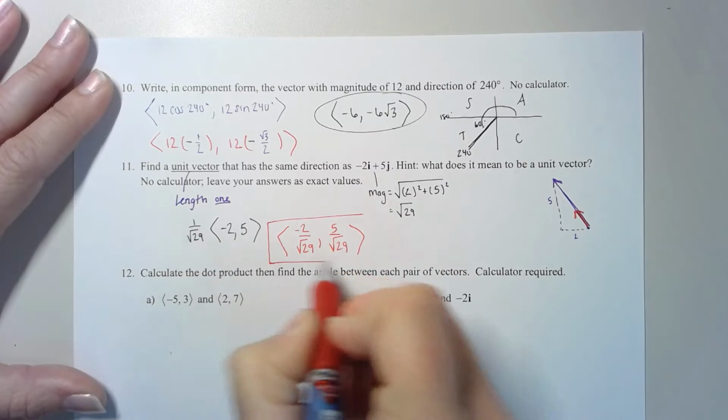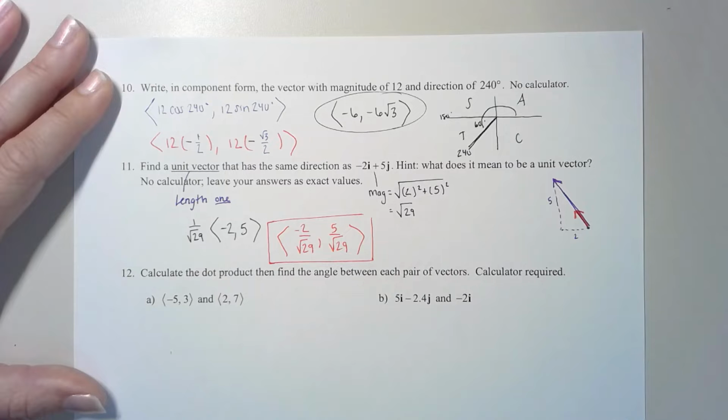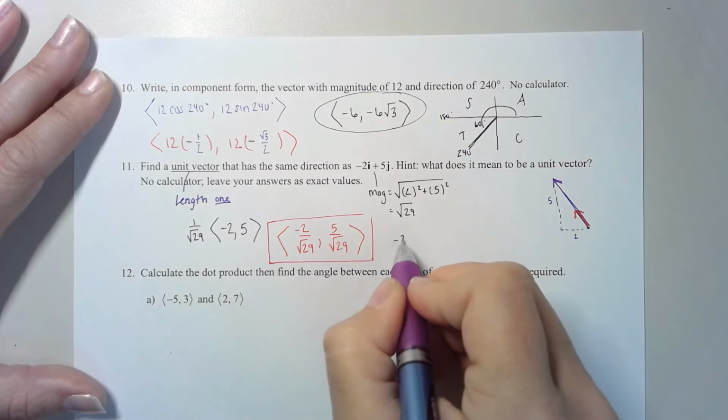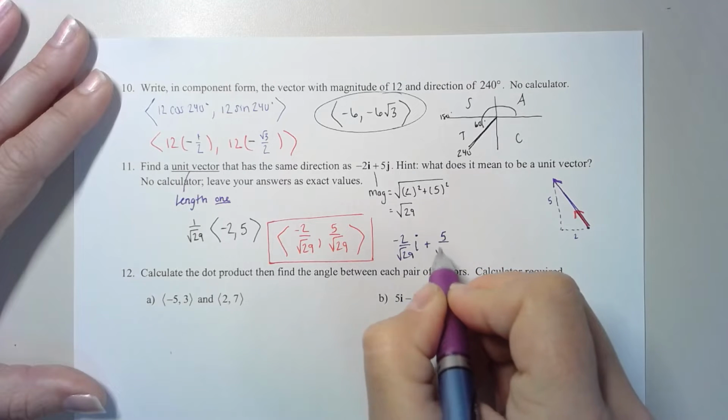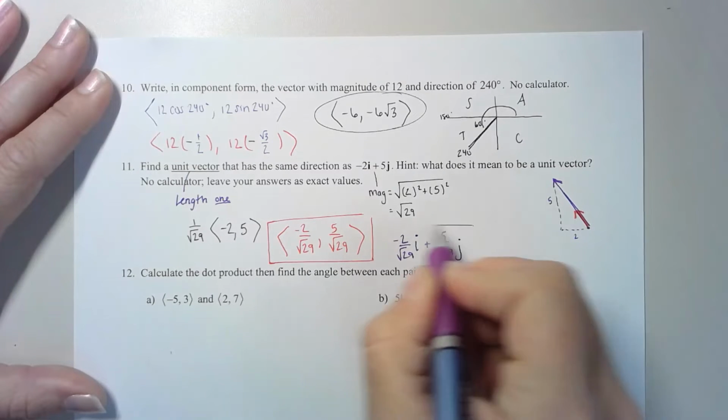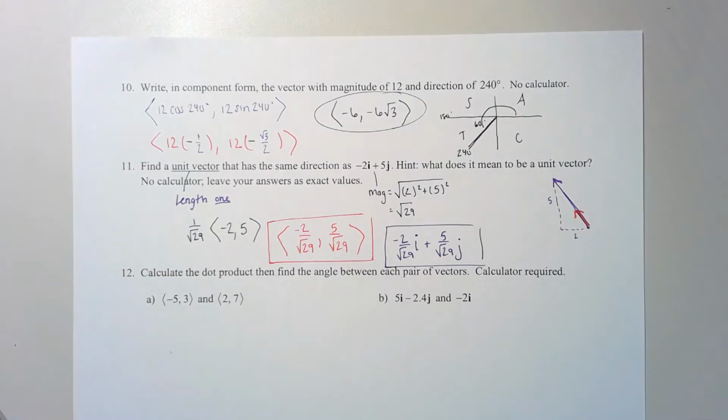And whether we use i's and j's to write that or we keep it in this component form, it's the same thing, right? So we just found the length of our vector and then we scaled it back so that the length was 1.